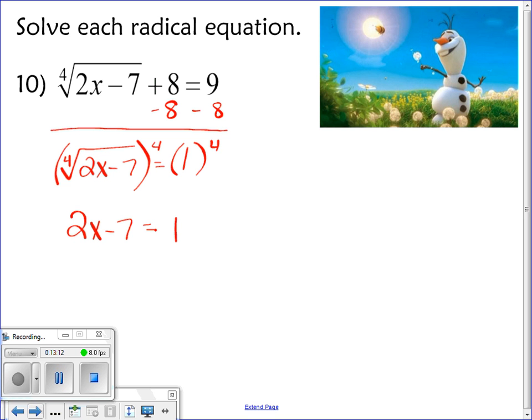Don't give me that look. So add 7. Divide by 2. X equals 4. Good. Good.